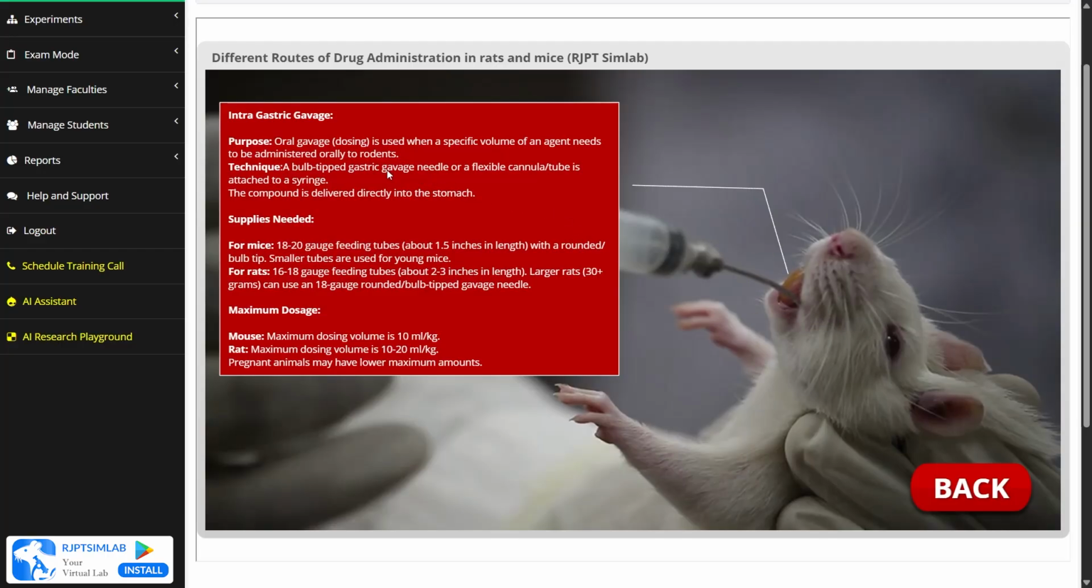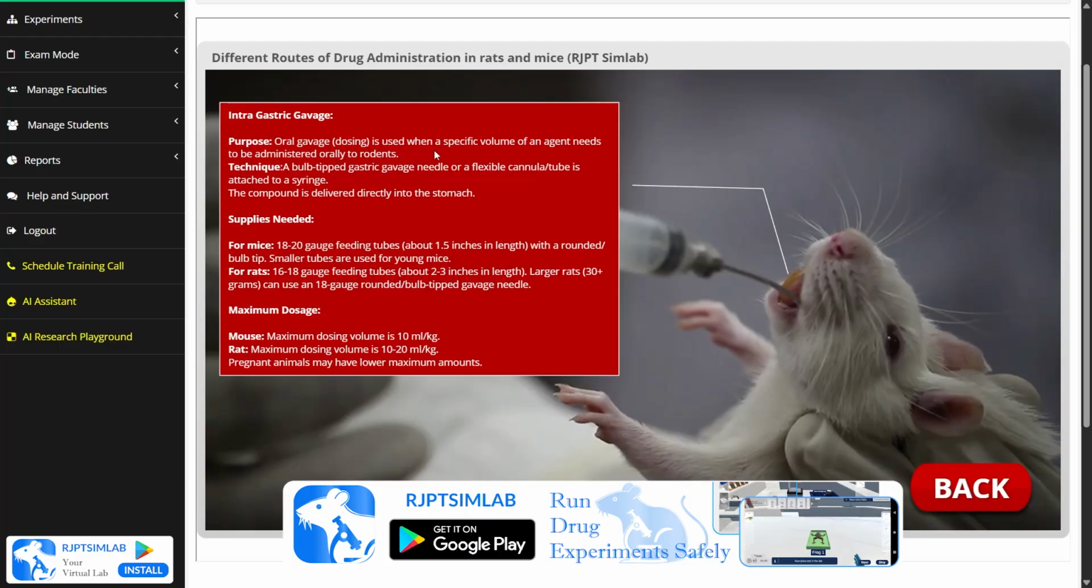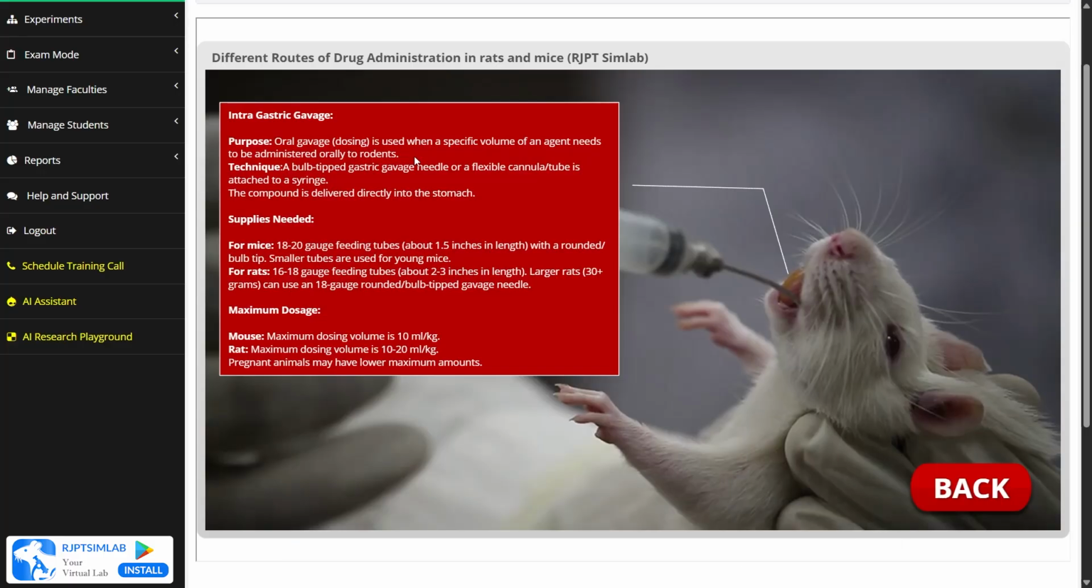The purpose of this method is that oral gavage is used when a specific volume of an agent needs to be administered orally to rodents. The statement says that when we have to specifically administer oral drugs, then we have to use this method. The technique is that a bulb-tipped gastric gavage needle or a flexible cannula tube is attached to a syringe. The compound is delivered directly into the stomach.